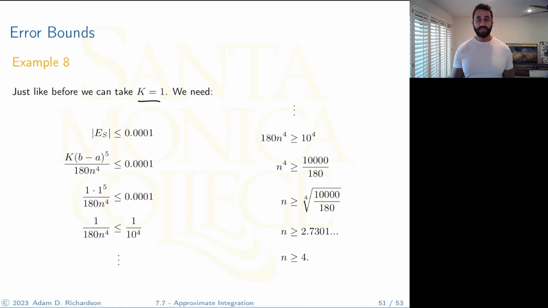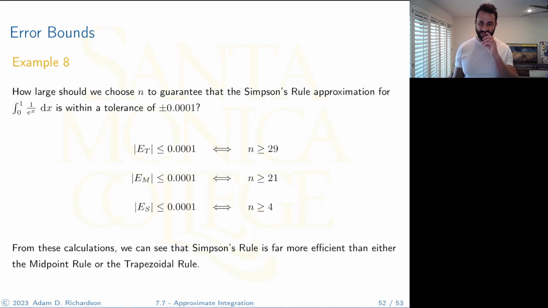All right, so now let's do a total comparison. 29, 21, or 4. Now you can clearly see the effectiveness, right? So Simpson's rule is way more efficient than either the midpoint rule or the trapezoidal rule. It just requires a little bit more from the function itself. If you want to get a good bound on the error, you need your function to be 4 times differentiable instead of just 2 times differentiable.